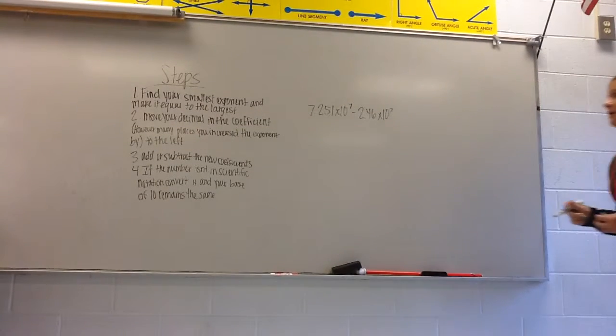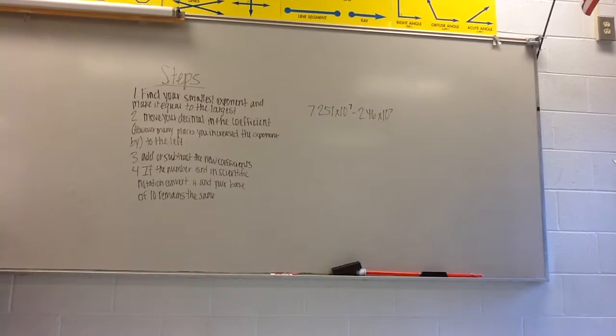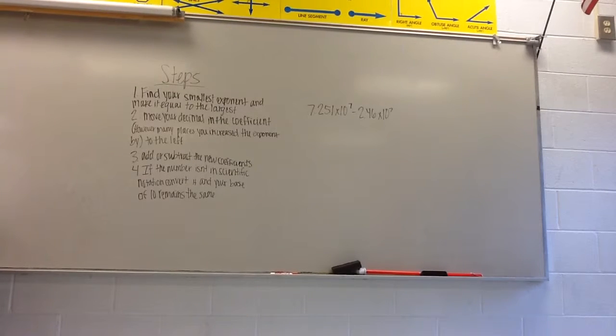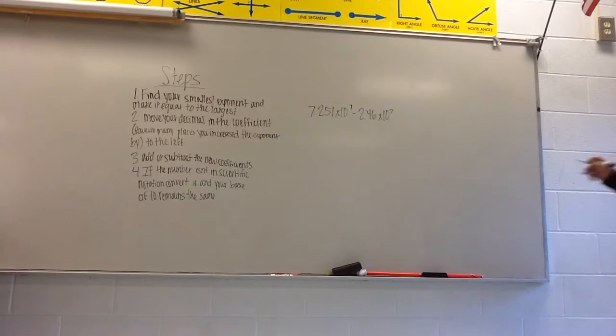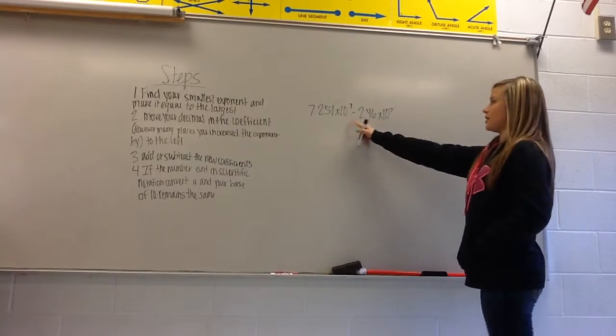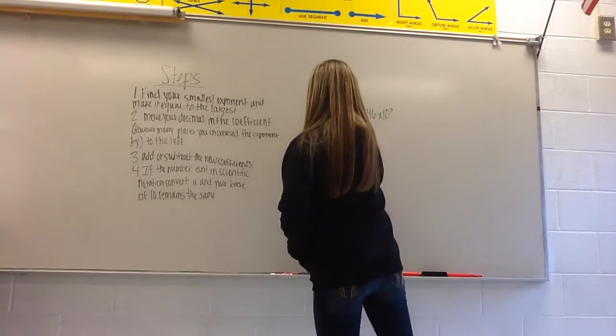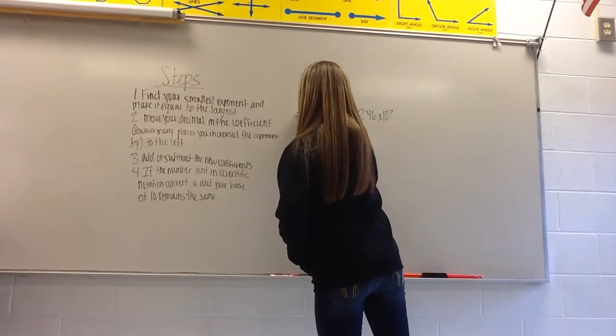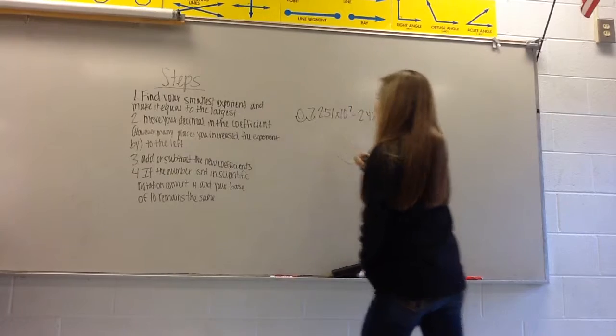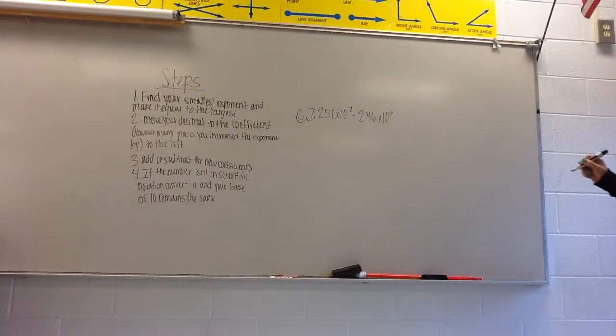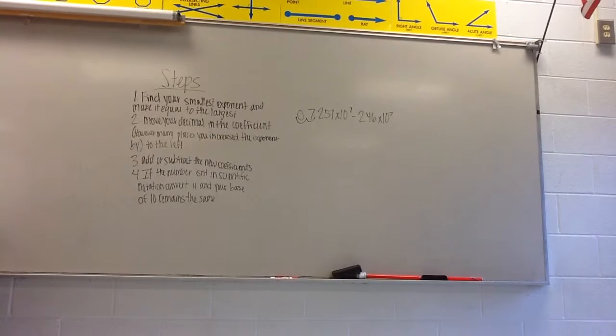And then second, we have to move the decimal in the coefficient to the left however many places you increased the exponent by. Since our smallest exponent was 5 and we increased it to 7, which is 2 places, we have to move our decimal point 2 places to the left, and we fill in a 0. So now we have 0.07251 times 10 to the 7th. Now we have to add or subtract the new coefficients.